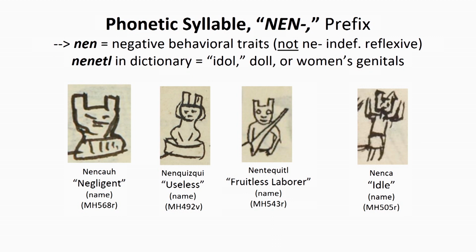It tends to be a prefix instead of a suffix. And a lot of people thought for a long time it was the indefinite reflexive pronoun, ne, but it's not ne, it's almost always nen, which is something else. Nen is this real negative.